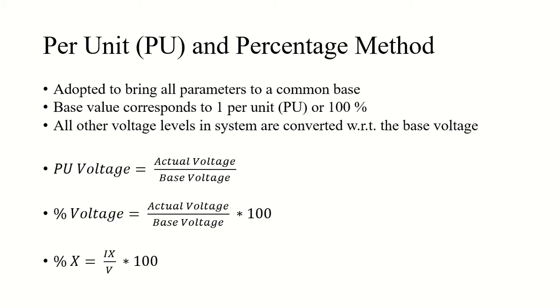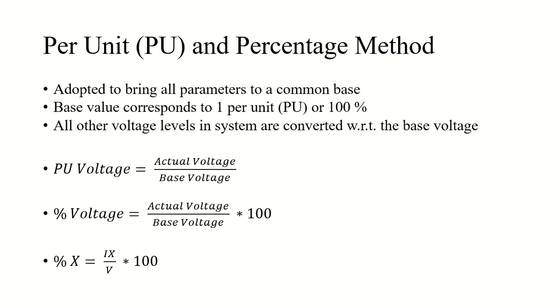But all those transformers will have different ratings, right? There is no way that all these transformers will be of the same rating. So in order to bring them on a common ground, what do we do? We do per unit measurement, or we use the percentage method. Okay, how? Let's see how.